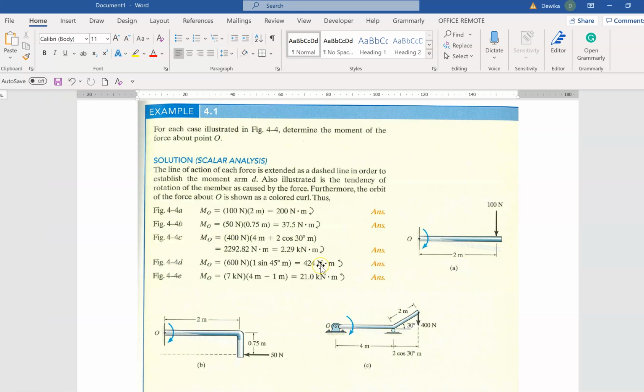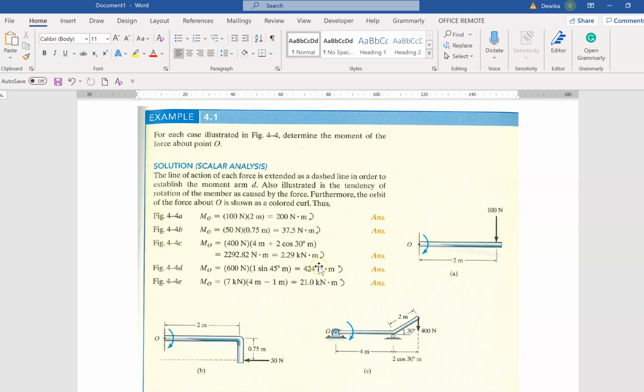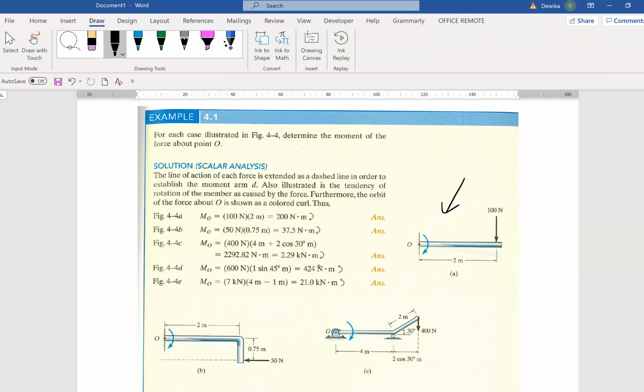I've taken it from the textbook. Let's analyze one by one. We know moment is force times distance. Let's look at the first case here. We have a pin here, let's say a thumbtack, and then you have a rod. Then you have a push down here, which is 100. So what's the distance between this? You place a ruler here, you place a ruler here.